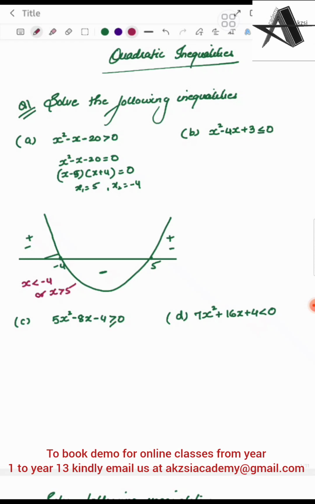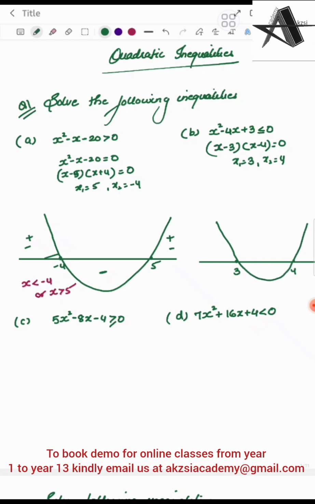Now for the next question, we have to do the same thing. That means we first need to find the roots. So the roots are for x squared minus 4x plus 3. I need to find two values whose product is 3 and sum is negative 4. Those two values are negative 3 and negative 1. So (x minus 3)(x minus 1). That means x1 is 3 and x2 is 1. So when I draw it, it will be 1 here, 3 here. Draw the curve.